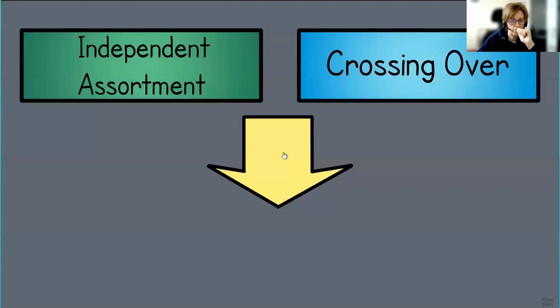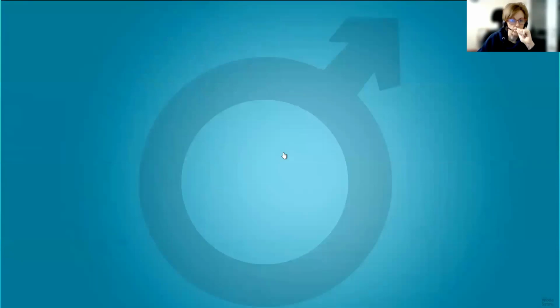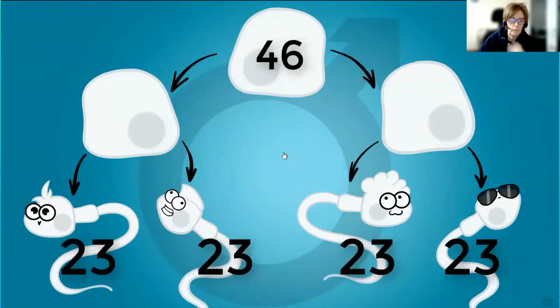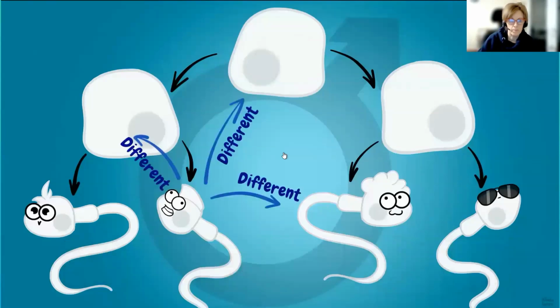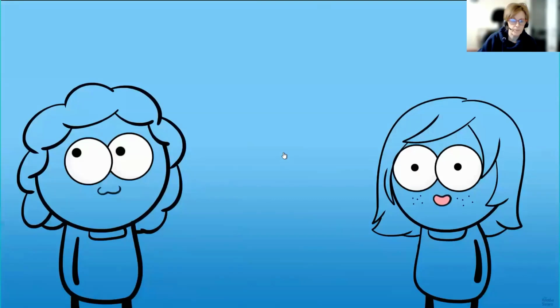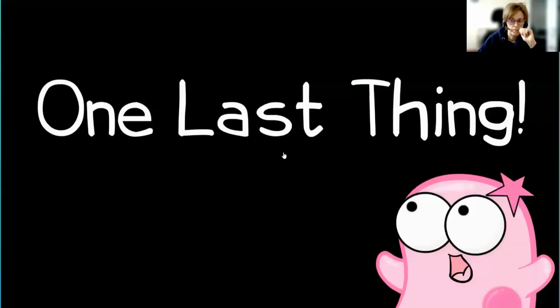Because of independent assortment and also crossing over, you're going to have variety. For example, in a male, the 4 sperm cells that are produced each time are all different from each other. They're also different from the starting cell because the starting cell had 46 chromosomes, and the ending cells only had 23. So they are not identical to the original, and they are not identical to each other. This is going to lead to variety, a reason why 2 siblings with the same parents can look different from each other.